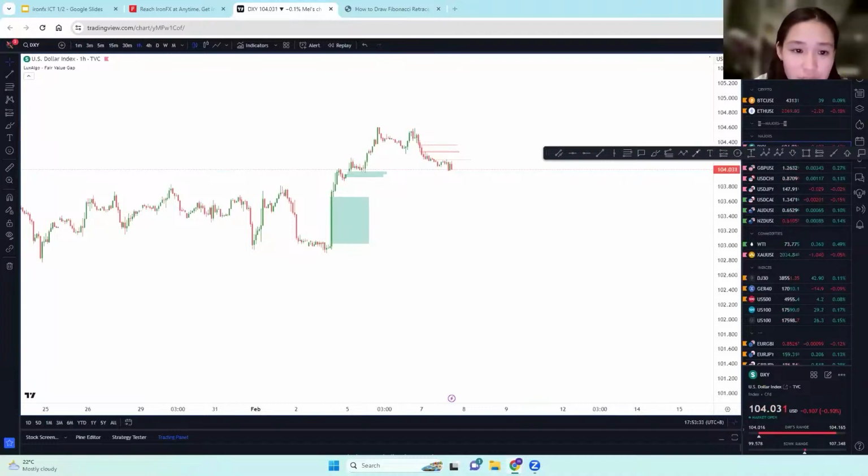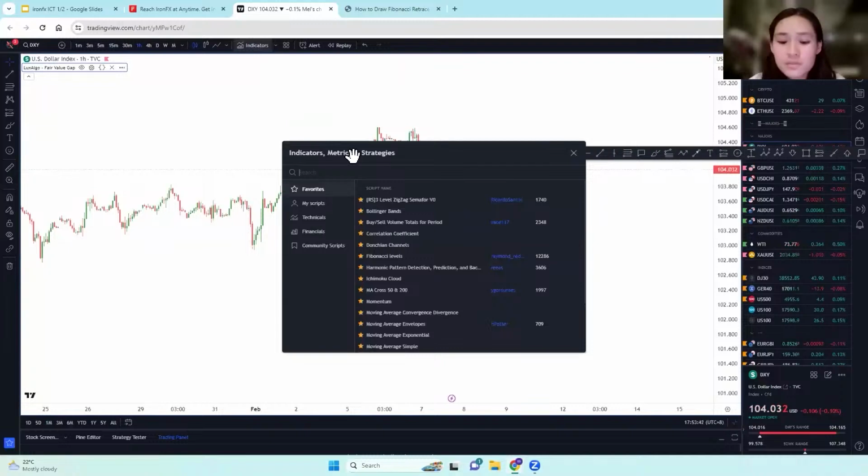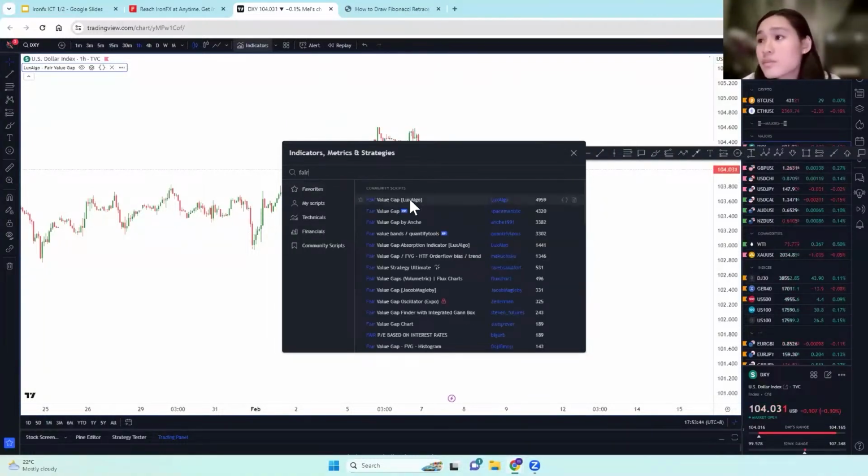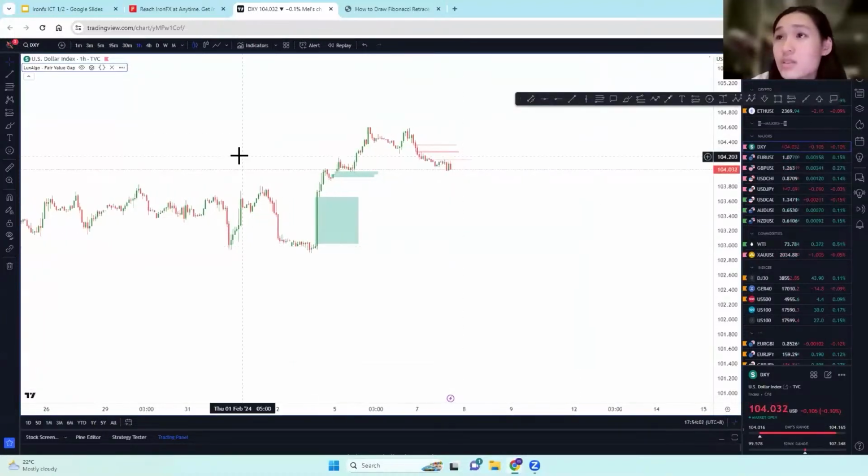The one that we use is the Lux Algo one, this one here. This automatically helps you to find FVGs on any time frame, and it will help you to highlight the level as well.